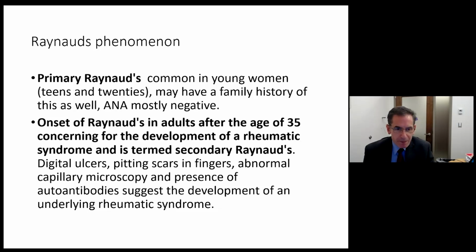However, if a patient develops Raynaud's as an adult, especially after the age of 35, these patients are at a high risk for the development of a rheumatic syndrome, and this is termed secondary Raynaud's. The presence of digital ulcers, pitting scars in the fingers, abnormal capillary microscopy, and the presence of the ANA or other antibodies suggest that these patients are at a high risk or have developed an underlying rheumatic syndrome. So if you do see someone who has Raynaud's and they're an adult, you need to be cognizant of the fact that these patients may be developing an underlying rheumatic syndrome.